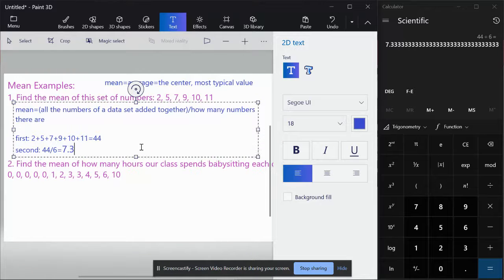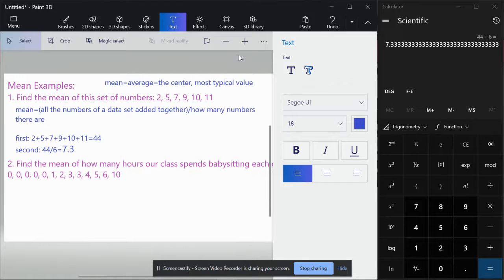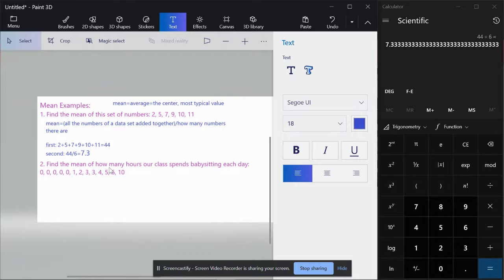It's kind of hard to tell what that number means when you don't have units attached to it, so hopefully this second example makes a little more sense. Our second example is, zoom out, we're finding the mean of how many hours our class spends babysitting each day. So we're trying to think, the average person in our class, how long do they babysit each day? Do they not babysit any hours? That'd be 0 here. Maybe they only babysit 1 hour, 2 hours, 3 hours, 5, or some of our students are even saying you're babysitting for 10 hours a day.